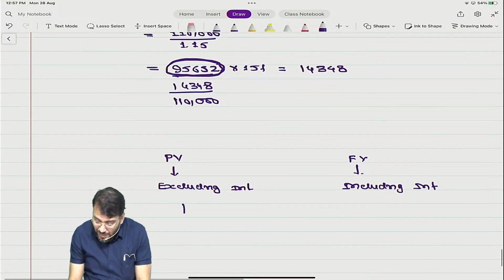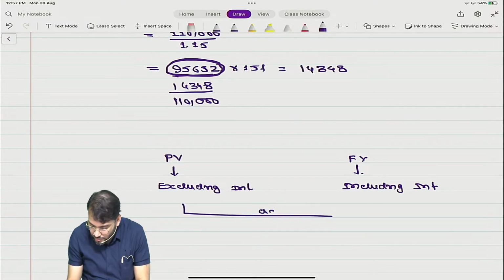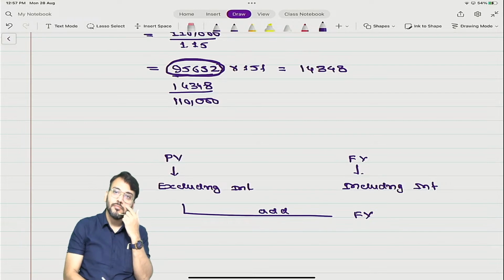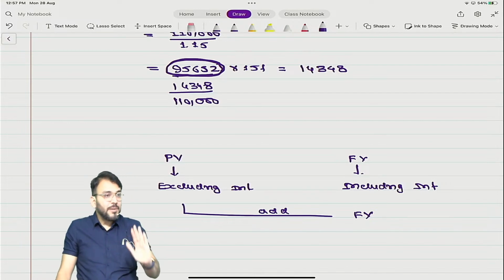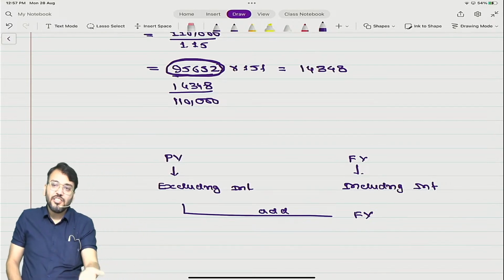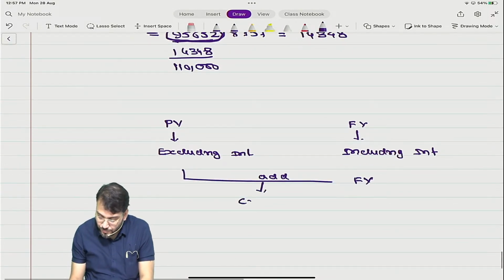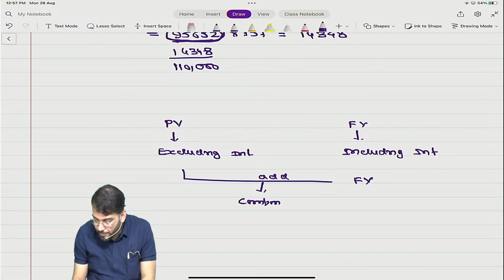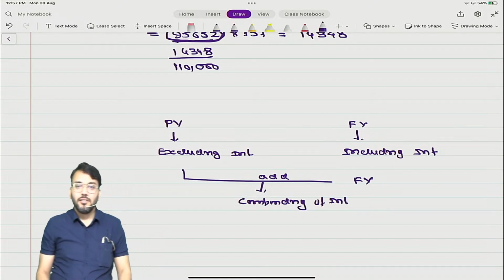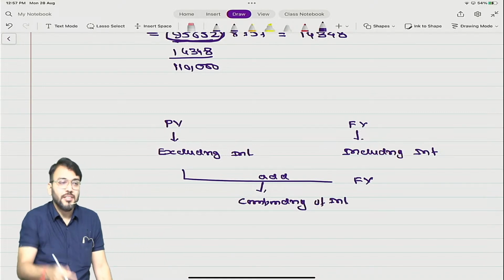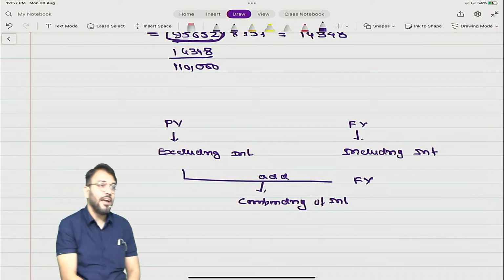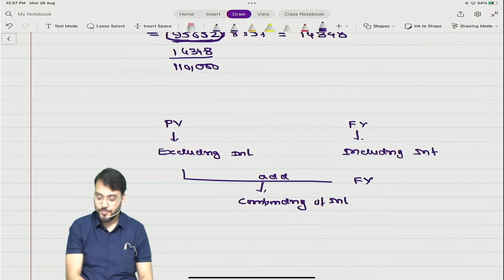Now, can I say if I add interest to present value, it will become future value? This is known as compounding of interest. We call it compounding of interest, meaning we are adding interest. Correct.